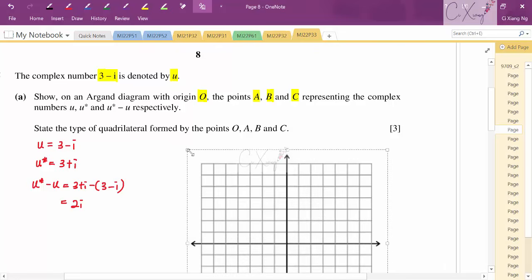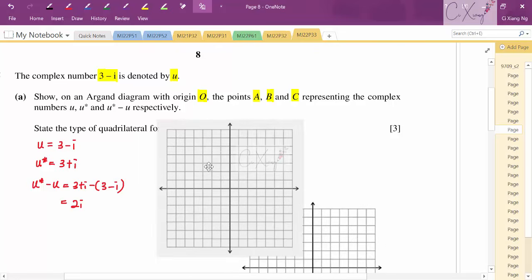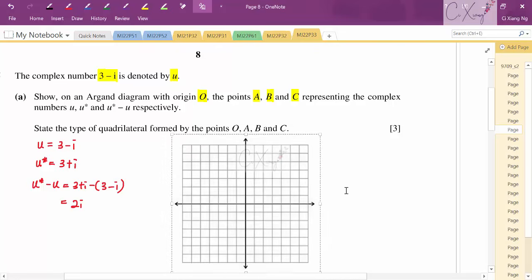Okay, all right, so maybe you can just use a simple graph to show it in a clearer way. So this is my real axis and this is my imaginary axis. We can try to label them. We have 1, 2, and 3 here, and then 1, 2, and 3.